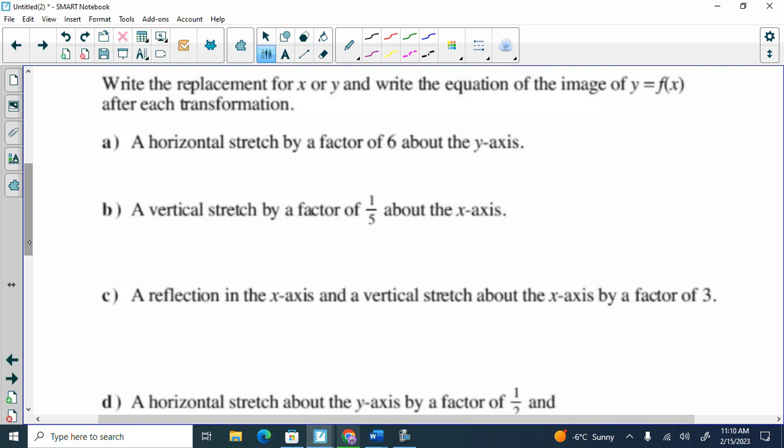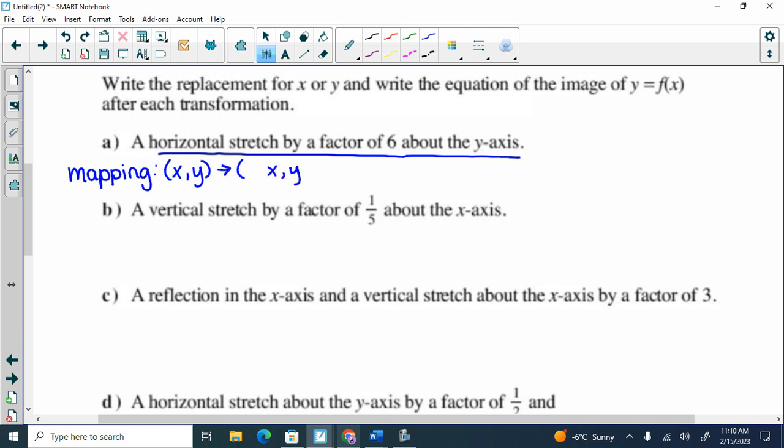So if I have a horizontal stretch by a factor of 6, about the y-axis. If I do mapping, let's do mapping right away, just let's practice. What would my mapping be? It's horizontal, so it affects the x. So I'm going to get something x comma y. It's a factor of 6. What am I going to have there?